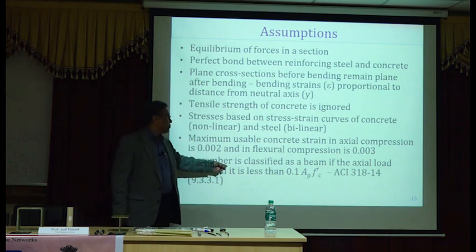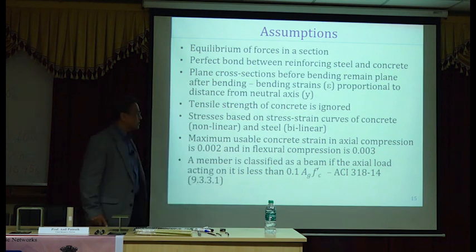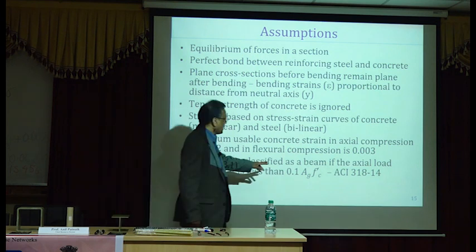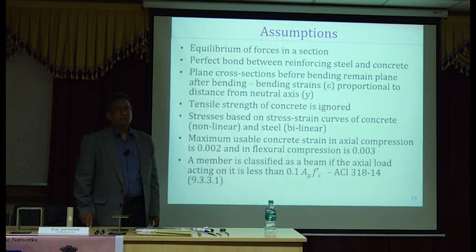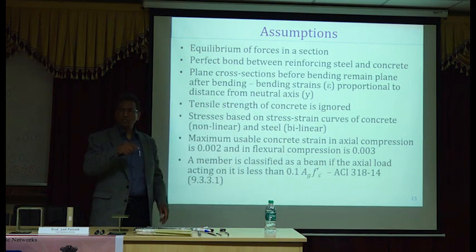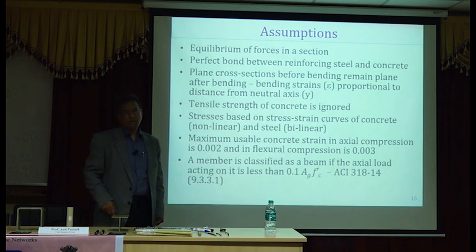So if my axial load is less than 10% of the area of the cross section times f prime c, which is the cylinder compressive strength, the 28-day compressive strength, then only I can use beam design equations. If it is more than that, I must use beam column methods. Okay.